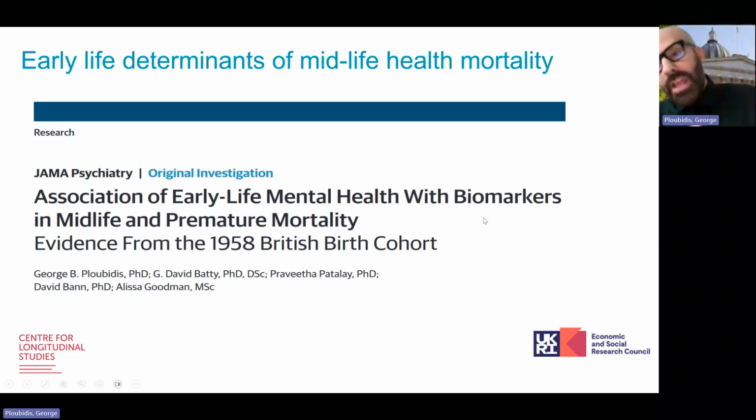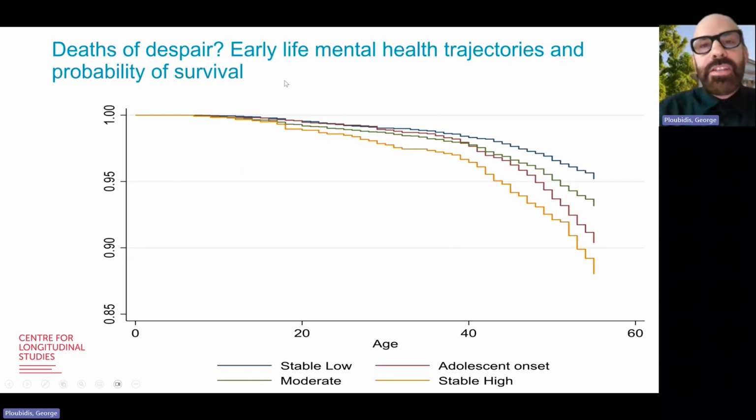We found strong associations under assumptions, causal effects with biomarkers, of course, but I would like to draw your attention a little bit on survival, on mortality. This is the probability of survival. This plot denotes the probability of survival of 4 different groups, denoting 4 different groups with different mental health experiences in childhood and adolescence. So we have 4 groups, one that is stable, the blue line is stable low, the group that did not have any mental health issues, and stable high is the group with the worst mental health problems across childhood and adolescence.